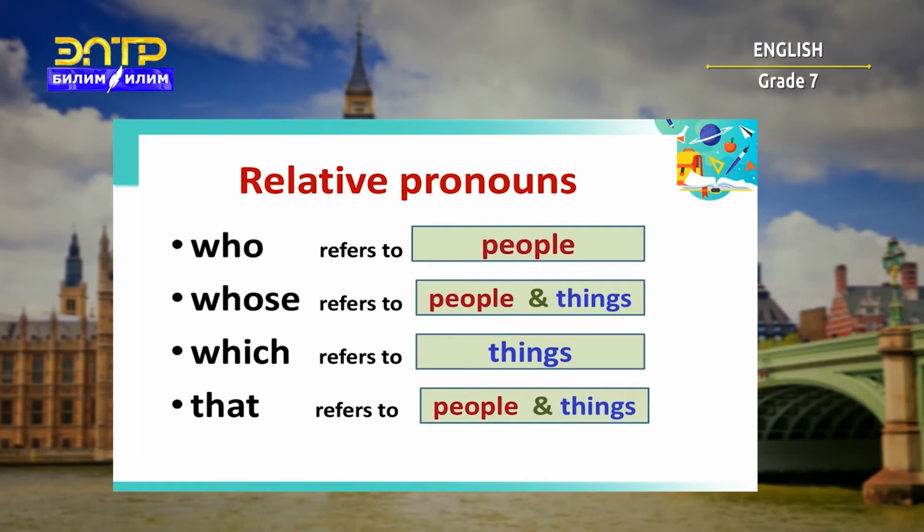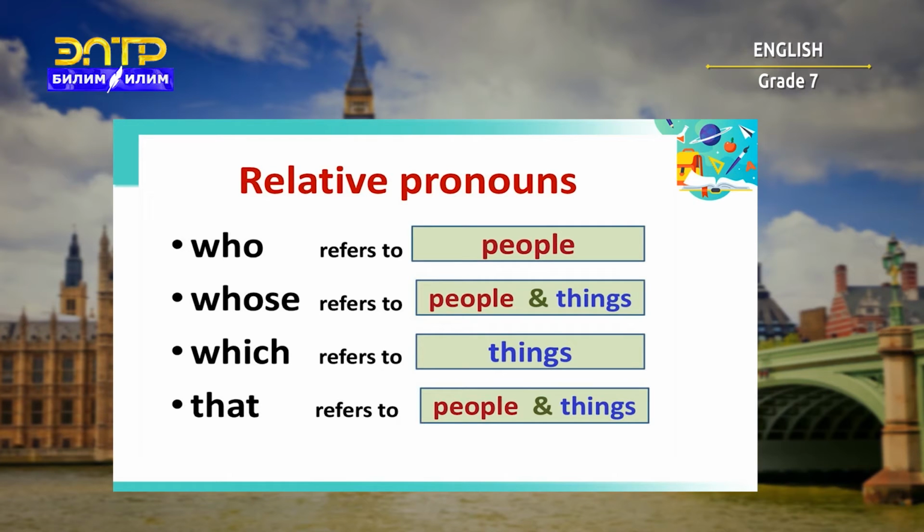As the name suggests, defining relative clauses give essential information to define or identify the person or thing we are talking about. Defining relative clauses are composed of a relative pronoun, sometimes omitted, a verb, and optional other elements such as the subject or object of the verb.